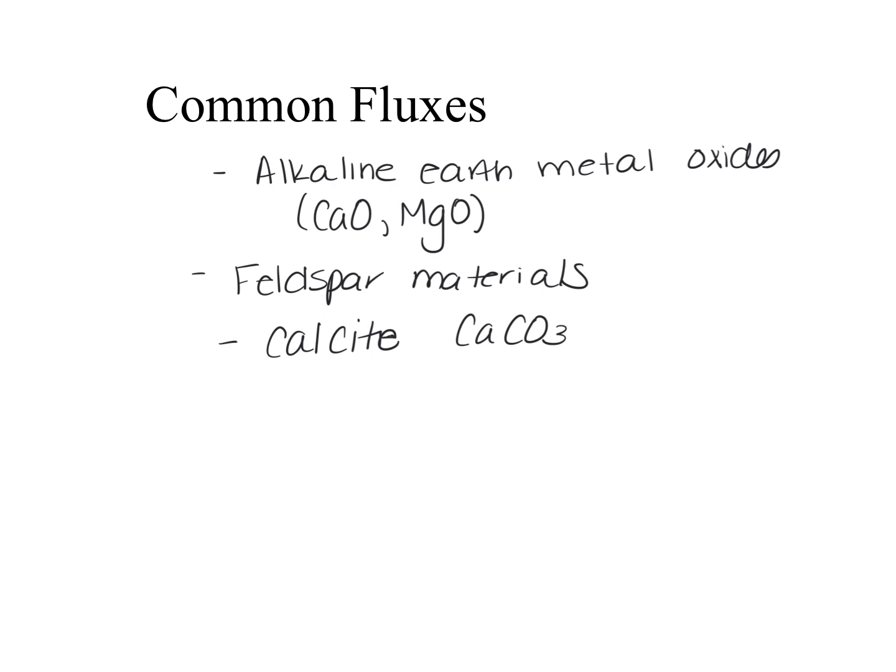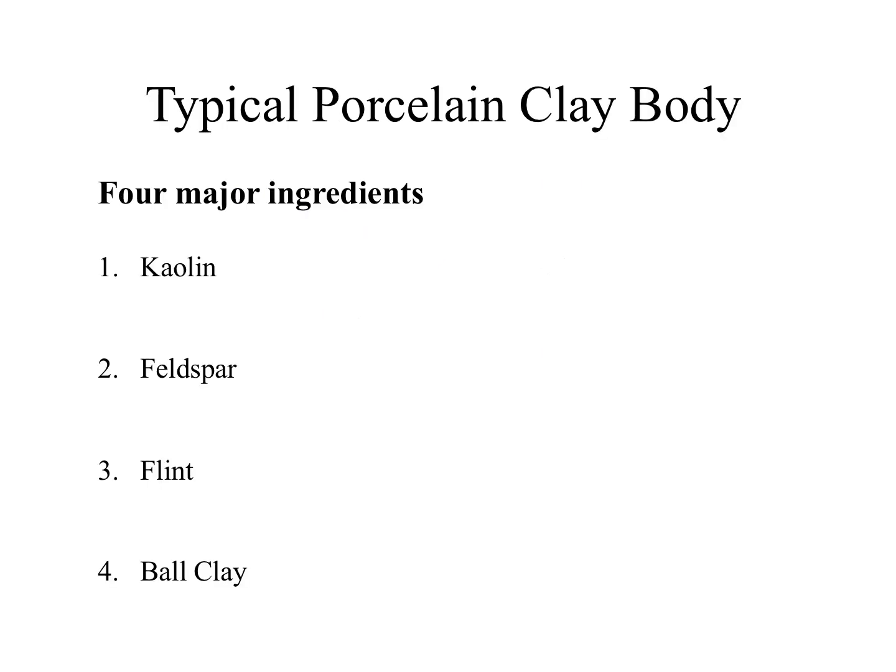Now, let's look at a typical porcelain clay body. So let's say we are going to make a porcelain clay pot, right? We would use 4 ingredients. So first we would start with kaolin, which is the clay. This would be our clay that we would mix in, all right? It's a white clay. It's got really low shrinkage. The melting point of this clay is right around 1500 degrees Celsius.